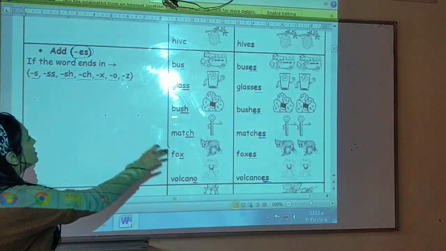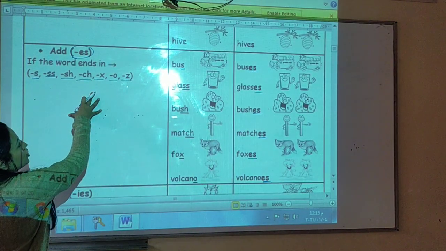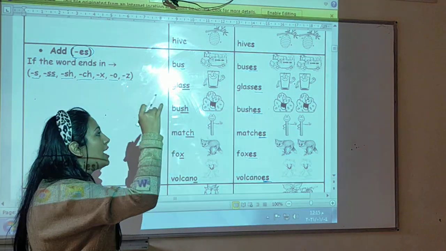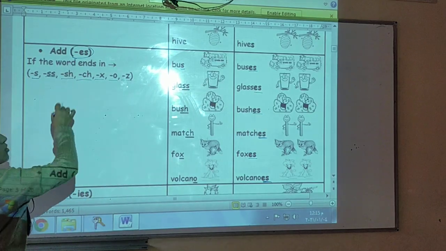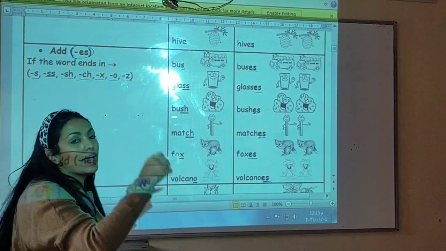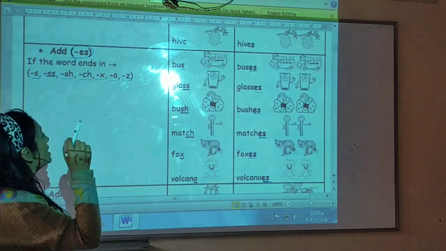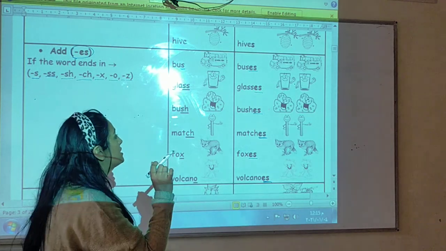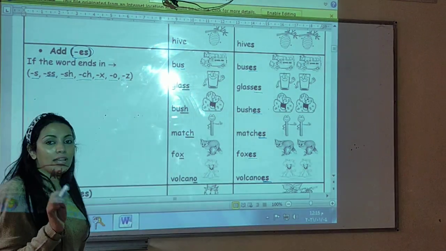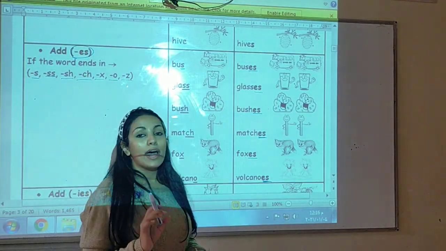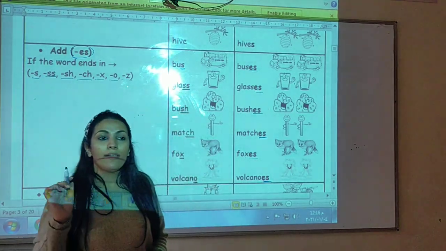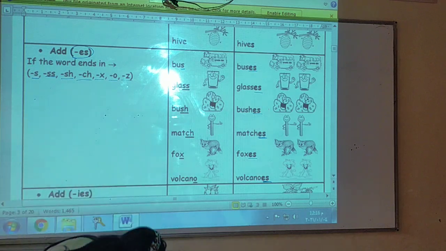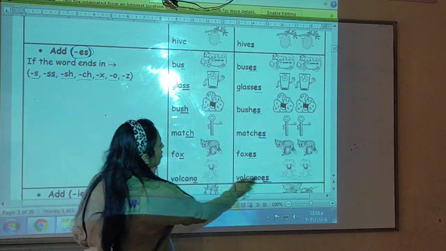Okay, so this is the first exception of the plural. It is the es. When do we add es again? We add es with the word that ends with s, ss, sh, ch, x, o, or z. Whenever we see any word that ends with any of these letters, we are going to add es, not only s. Okay, what is the second exception case? We are going to see now.